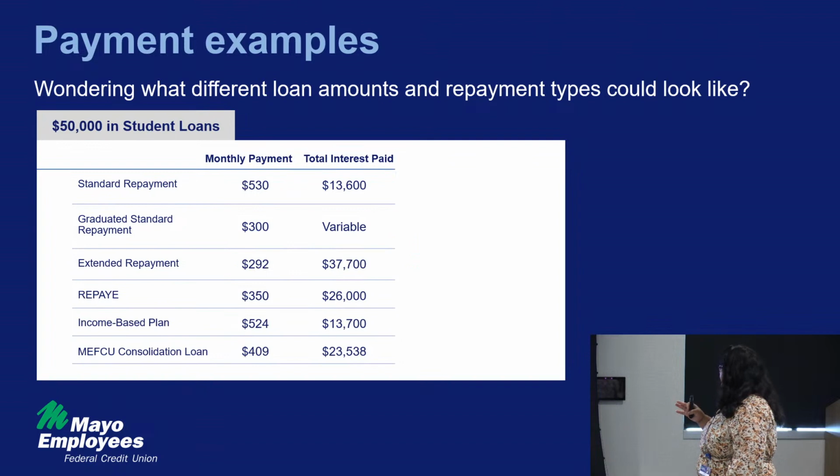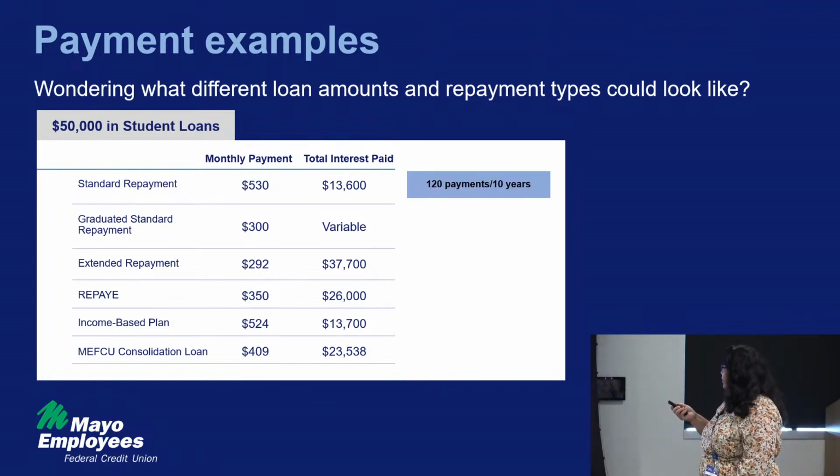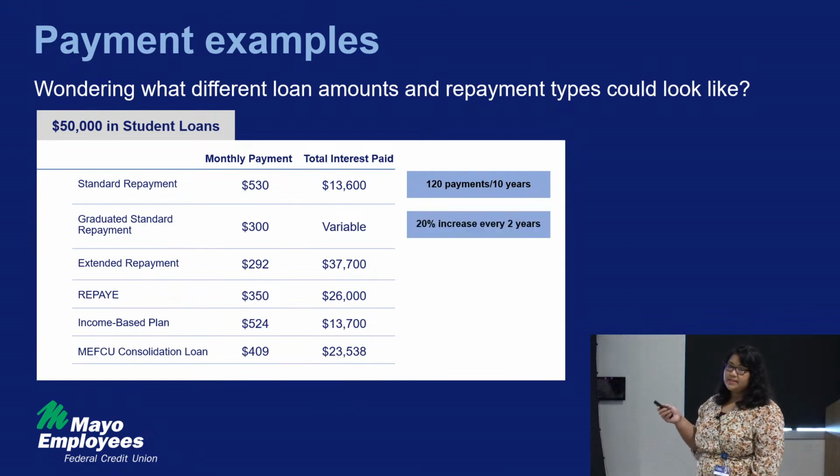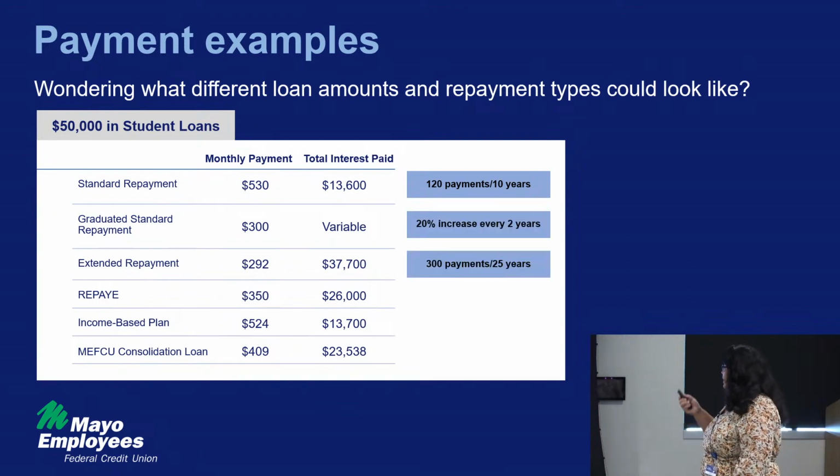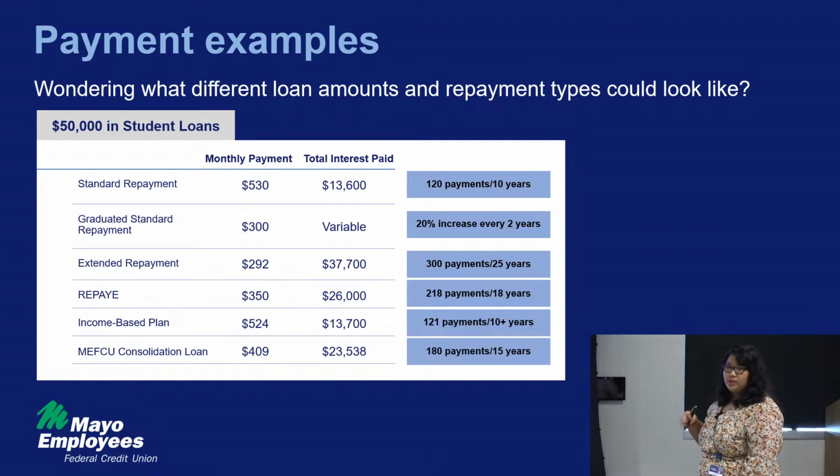And then this would be, for example, so the other one was for $37,000, and this balance is for $50,000 of student loans. So you might be looking at 10 years at $530 for a total of $13,600 for standard repayment with that size student loans, and so on. So again, the graduated standard repayment program increases 20% every 2 years. And of course, interest paid is going to be variable, but payments are going to be $300 a month.